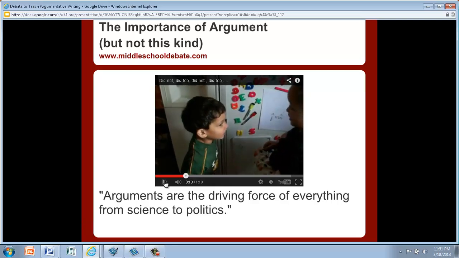So while that may sound like many arguments that our students have, that's not where this website will take us. A great quote from the website: "Arguments are the driving force of everything, from science to politics." The article points out that in democratic societies, argument is critical, that citizens or their elected representatives argue all the time about how to make the best policy that represents the best interests of all of the people in that society. And this means that if you don't know how to make an effective argument, you may be left behind or left out of the democratic process.